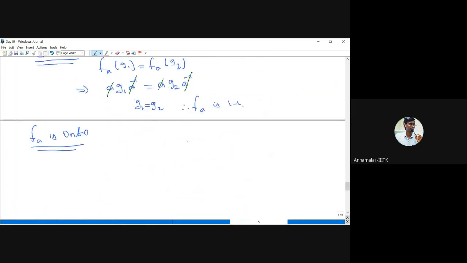Suppose we take some element. So let b be in the codomain. We have to find the element. What is our aim? Find x in domain G such that f_a maps x to b. So we have to find x; such an x exists or not. So just work backward. Suppose it exists, then f_a of x equal to b implies, by the definition of f_a of x, x a inverse equal to b.